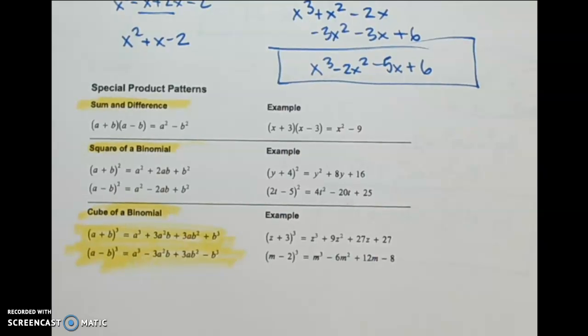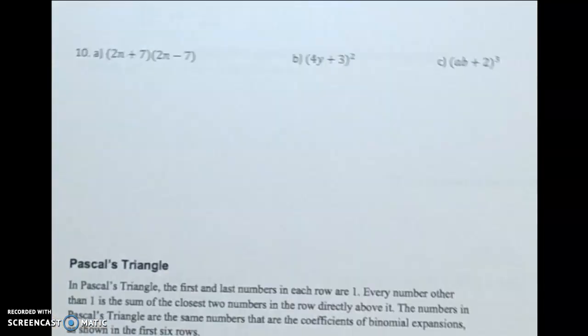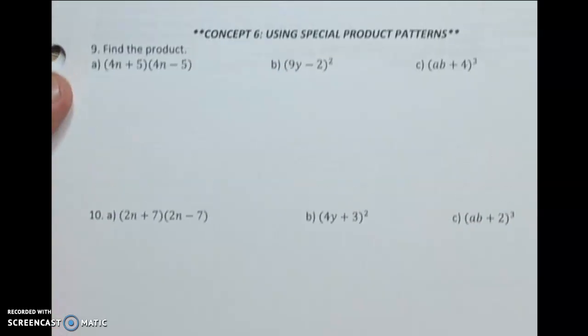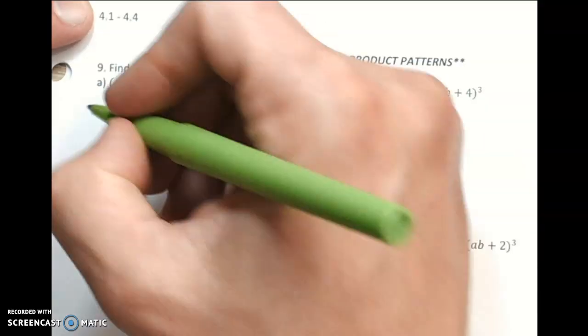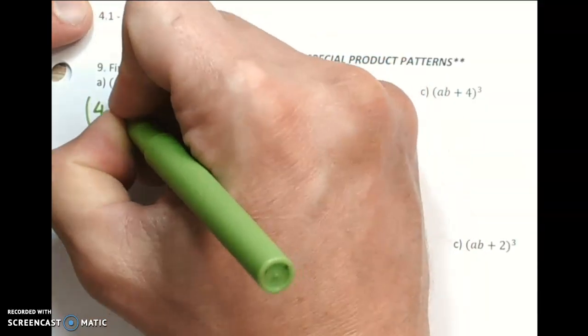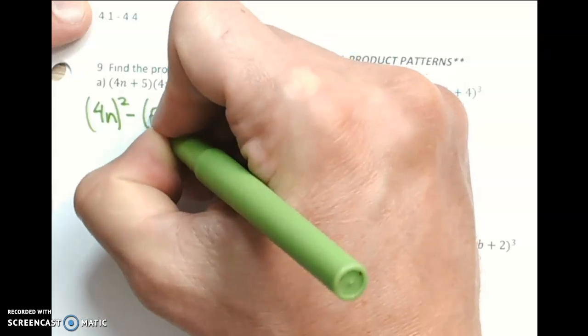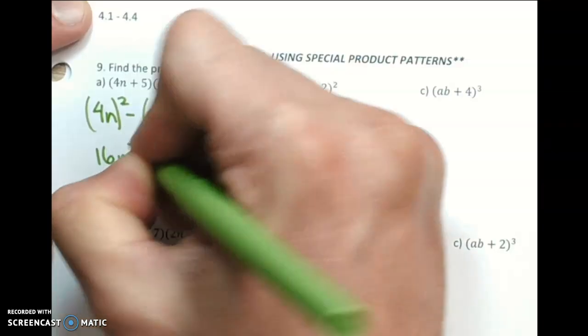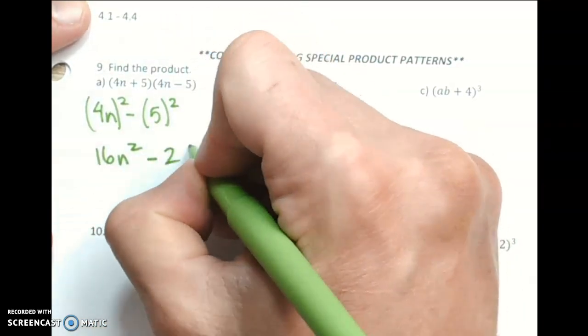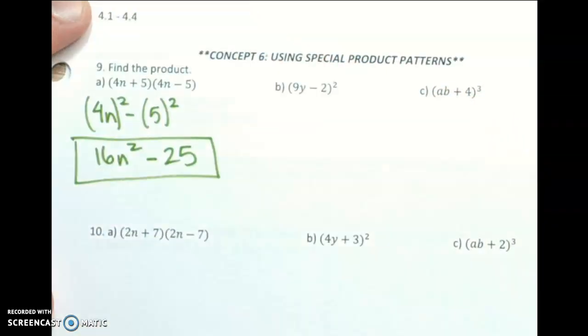Alright, so that is what's going on there. I'm going to go ahead and show some of those. So, flip it up. Alright, so this first one, same exact terms but a different sign in the middle. So it's 4n, I'm just going to square it, minus 5 squared. 4n times 4n is 16n squared, minus 5 times 5 is 25, and voila, we are done.